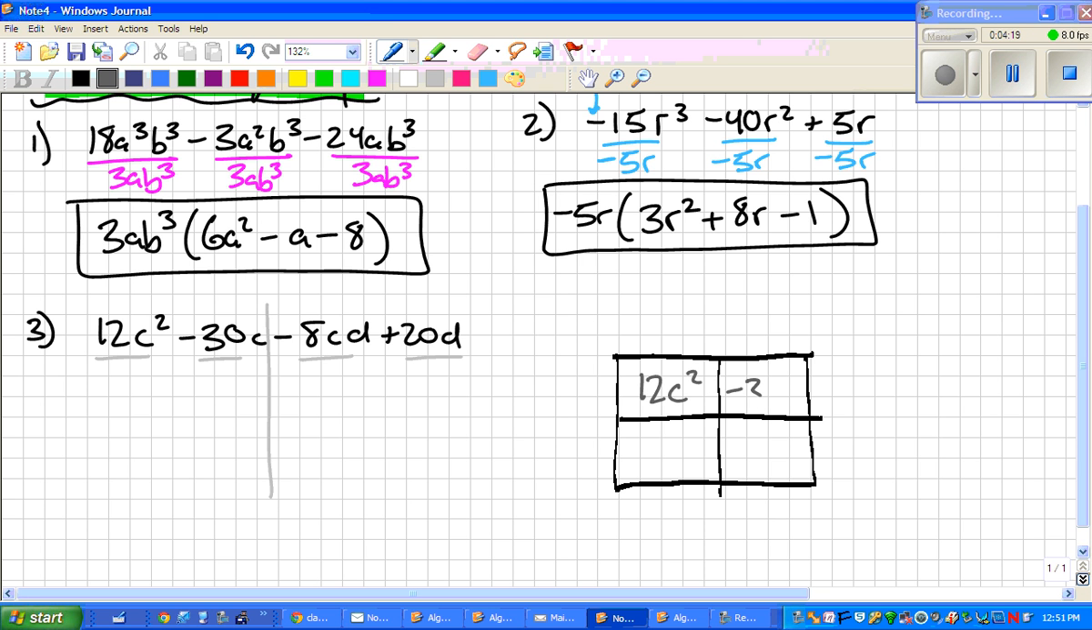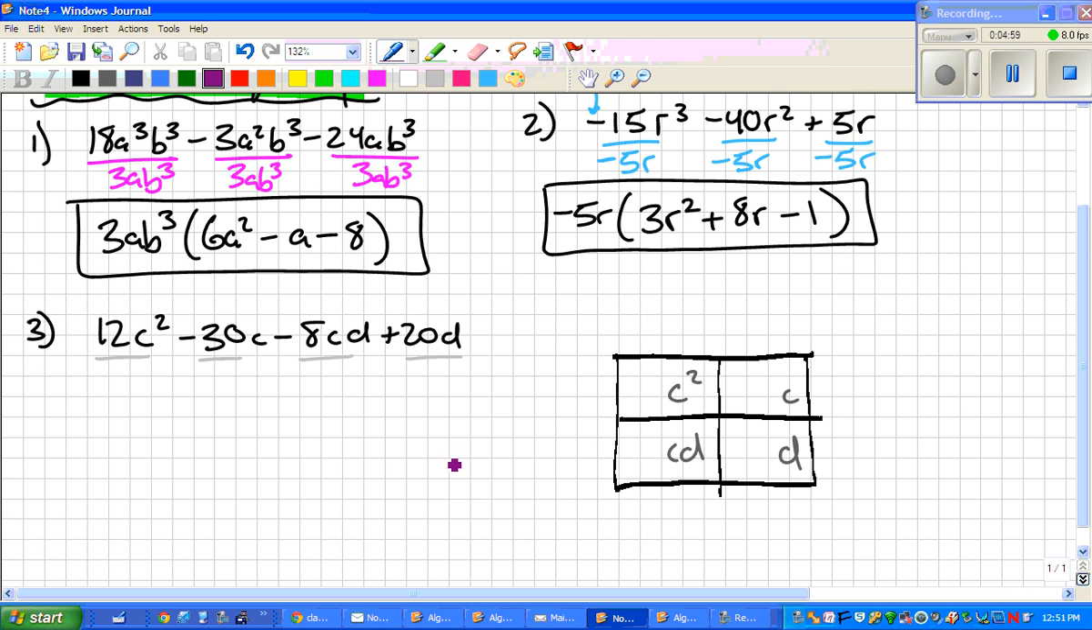So we got 12c squared minus 30c minus 8cd plus 20d. So I'm just looking at the top. What is the GCF of the top? Oh, guess what? I didn't even realize something. I missed a step. What step did Mr. Grice miss? Yoink. What's the GCF, guys? Oh man, Miss Carranza is going to yell at me when she sees this.